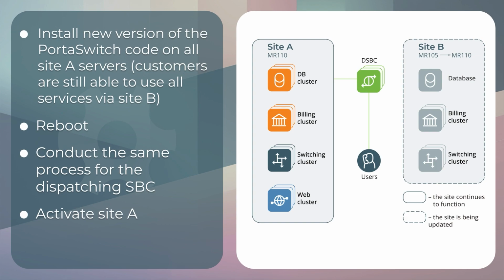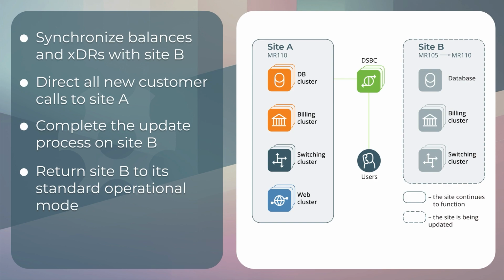On its side, the dispatching SBC cluster undergoes the update process sequentially. First, standby mode is enabled on the first dispatching SBC node. The virtual IP address is then switched to the second node, which becomes active and handles all call and registration requests. Then, the update process starts on the first node.